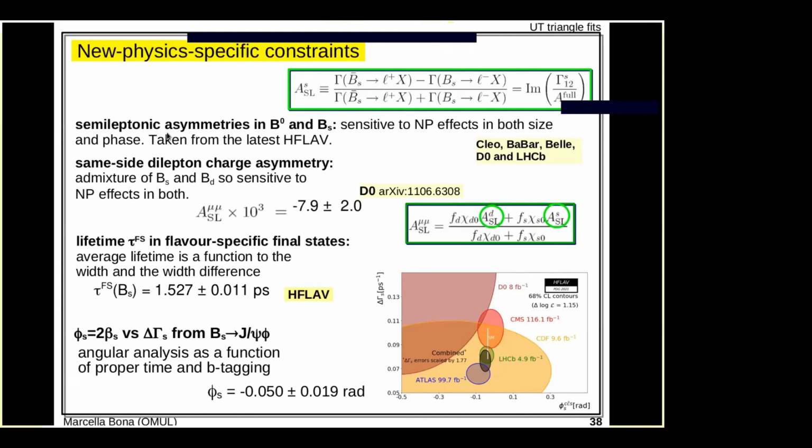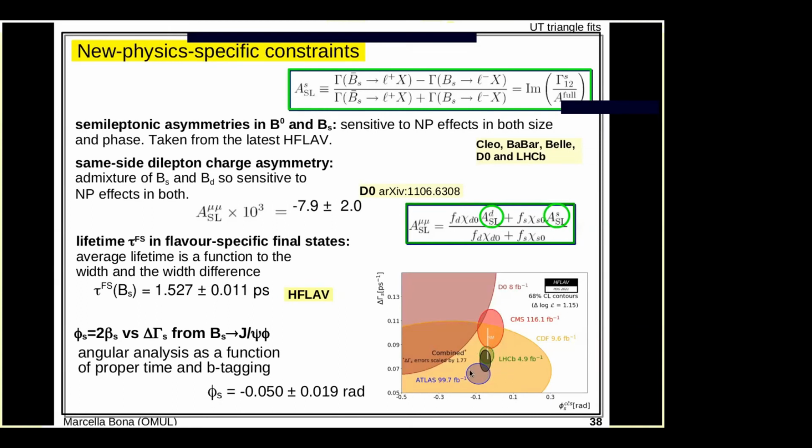In particular, the semi-leptonic asymmetries are useful because they are sensitive to new physics effects, both in the amplitude and the phase of this new physics effect. And the numbers are taken from HFLAV all over. And then we use the B sub S to J/psi phi angular analysis, time-dependent analysis, that gives the phi s angle. Okay, and this is again the latest average from HFLAV.